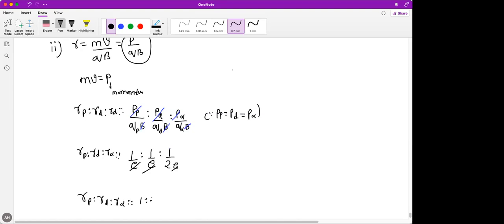So 1:1:1. So this is it. Radius of path of proton, radius of path of neutron, radius of path of alpha particle: the ratio is 1:1:1. Fatma, is it clear?